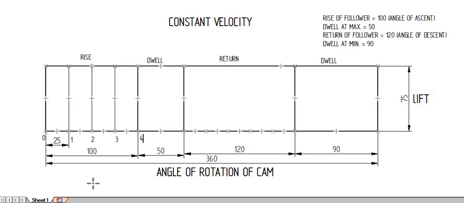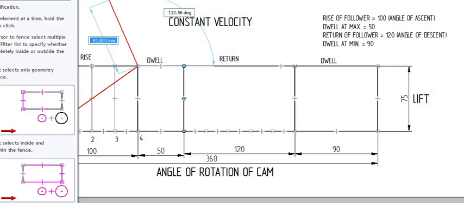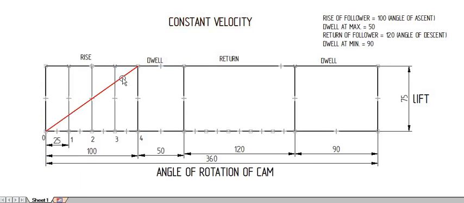For constant velocity, it will be just a diagonal joining this section. For rise, it will be from minimum to maximum, and for return, it will be maximum to minimum. So for rise, it will be from minimum, that is from 0, to where the maximum lift is. This point will be the rise. So this is the rise of the follower.